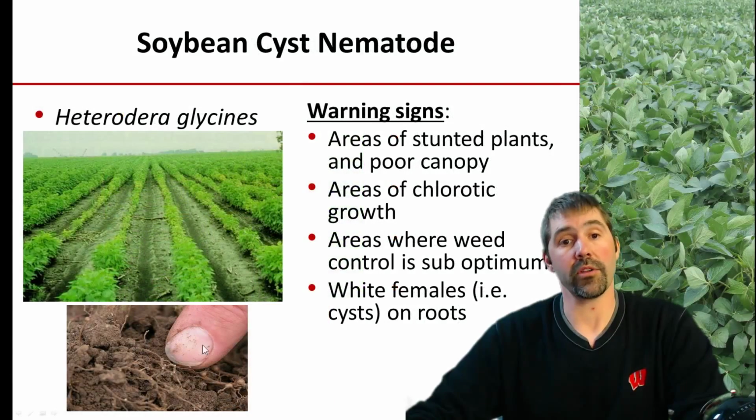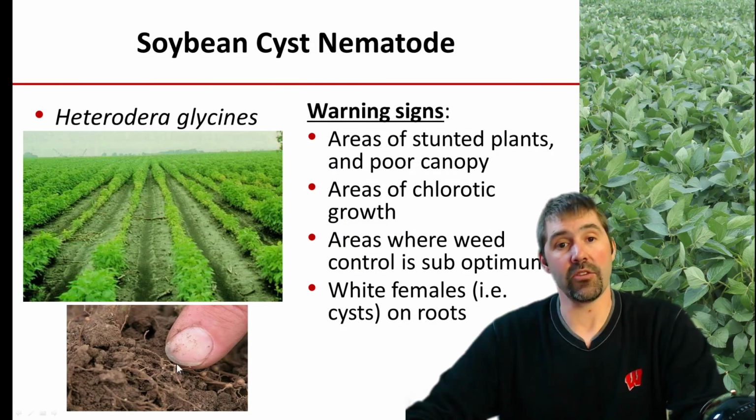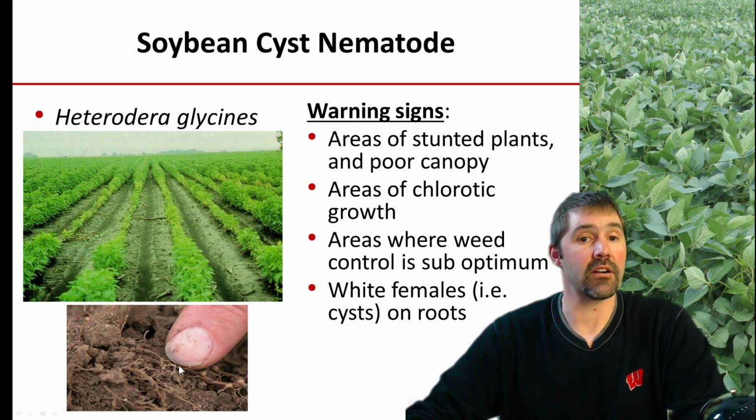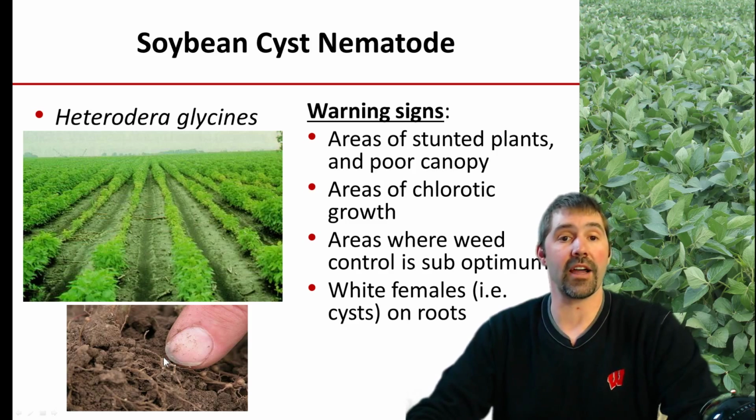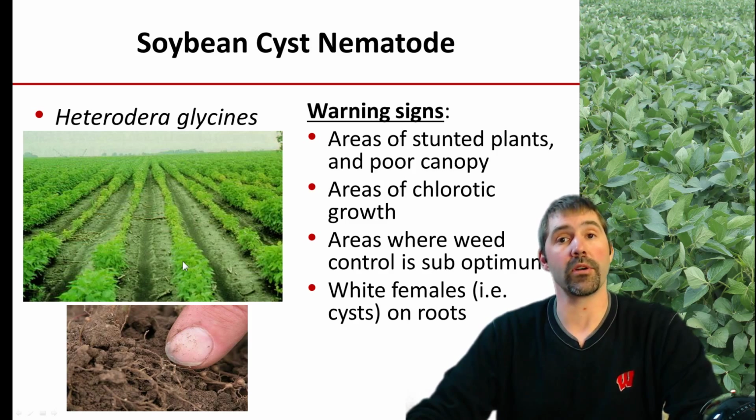But to give you a sense of the scale of how large SCN is, these white cysts on this root next to my finger show us that this is the pest that we're combating, and this is what we're going to be looking for and identifying when we're out scouting at this R1 growth stage.